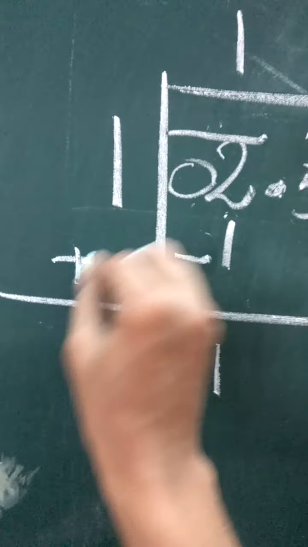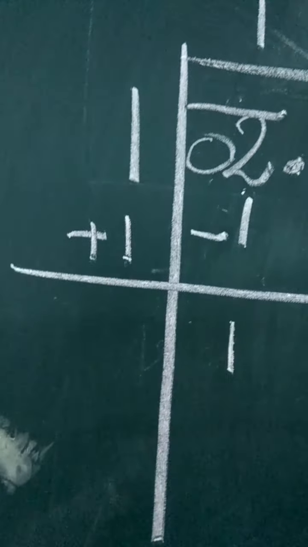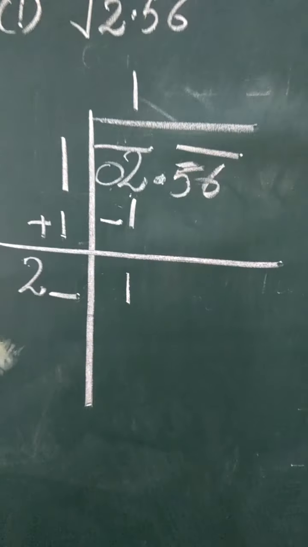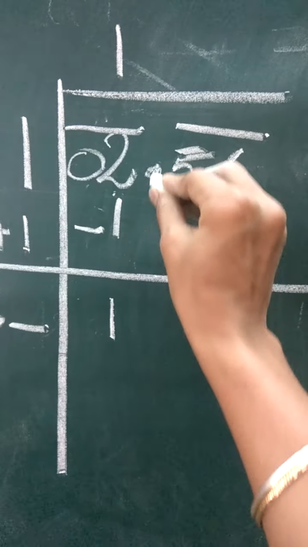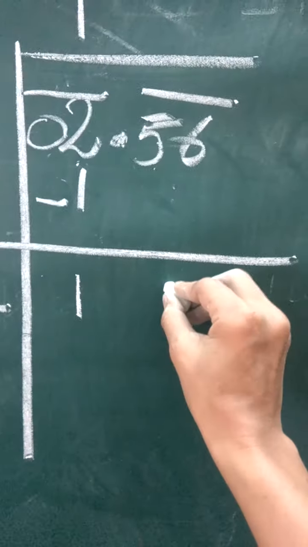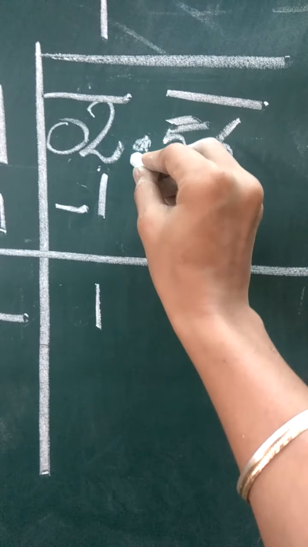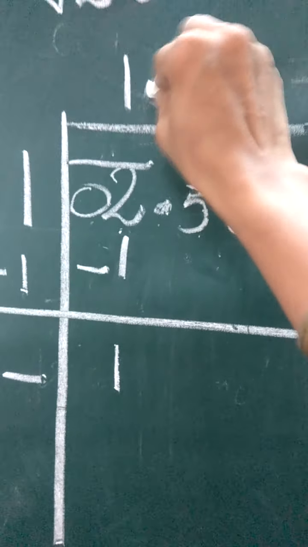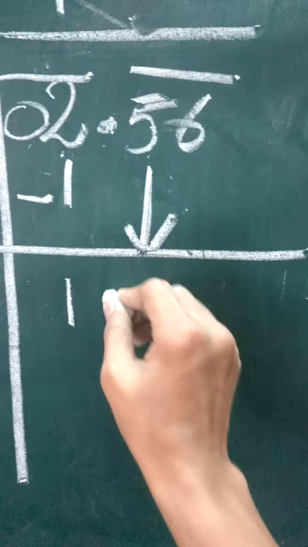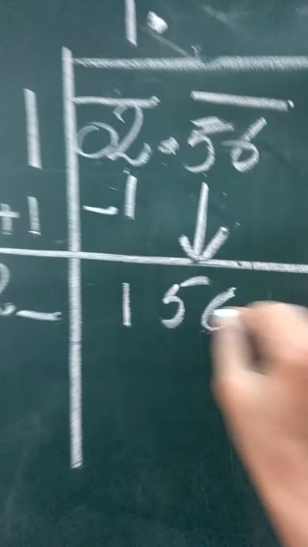I told you here, add the same digit. 1 plus 1 is 2 and a dash. Right? Now next, after this pair decimal is there. Before carrying forward the next pair, we have to place the decimal in the answer also. So next pair, carry the pair 56.